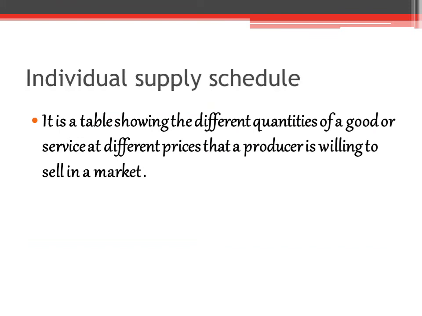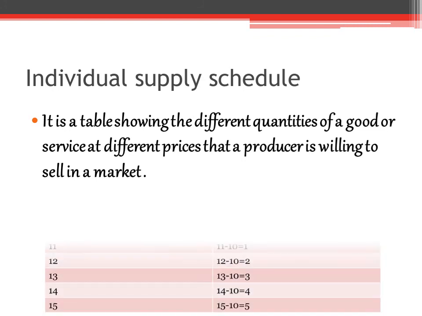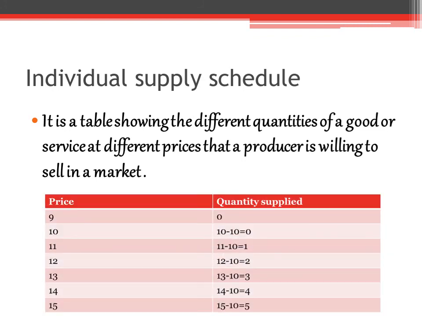Topic is individual supply schedule. Individual supply schedule means a table. It shows the different quantities of a good or service at different prices that a producer is willing to sell in a market. So this is an example of an individual supply schedule. Here in this table you can see different quantities supplied at different prices that a producer is willing to sell in the market.